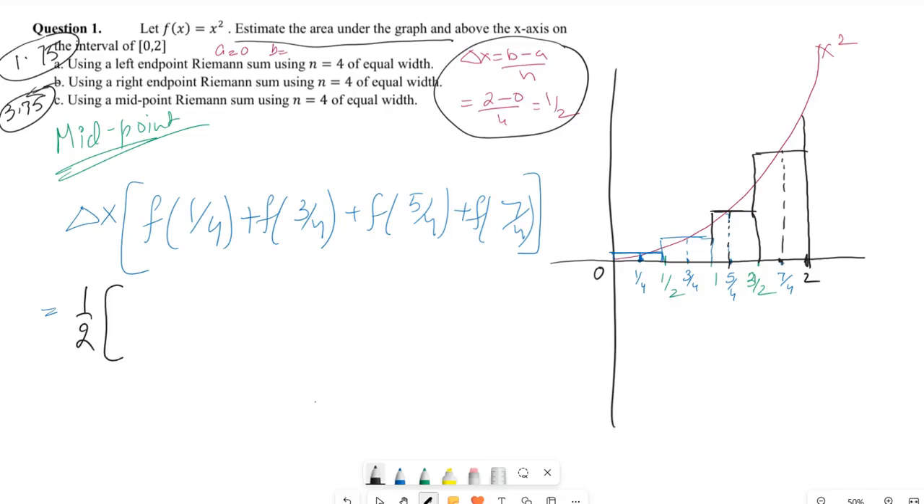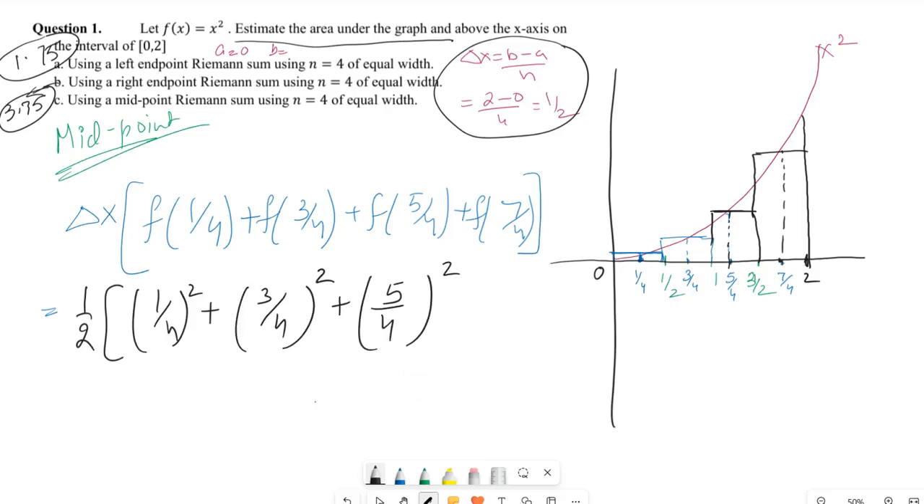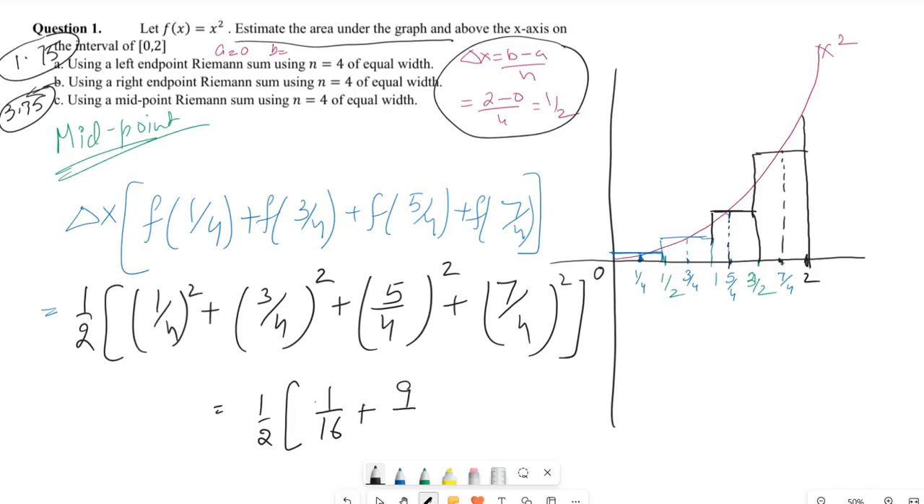f of 1 by 4 is 1 by 4 square, plus 3 by 4 square, plus 5 by 4 square, plus 7 by 4 square. Half times 1 by 16 plus 9 by 16 plus 25 by 16 plus 49 by 16. We can put it all in the calculator, getting 2.625.